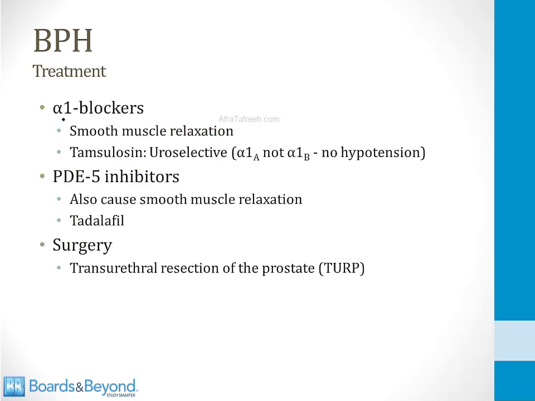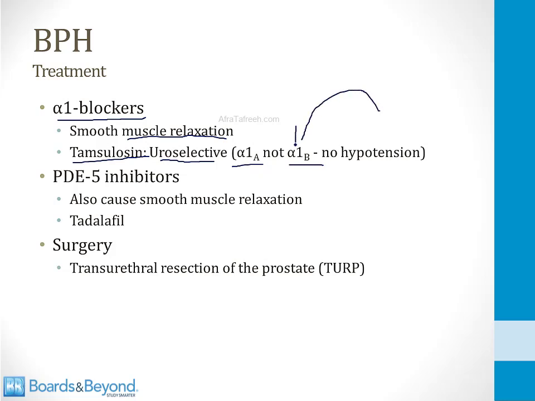Shown on this slide are some other treatments for BPH. Alpha-1 receptor blockers are often used. There is some smooth muscle in the prostate, and there's also some at the neck of the bladder. So these drugs cause smooth muscle relaxation, and that makes it easier for urine to flow. The alpha-1 blocker that's most commonly used is called tamsulosin. This is said to be uroselective because it predominantly blocks alpha-1A receptors, not alpha-1B receptors.